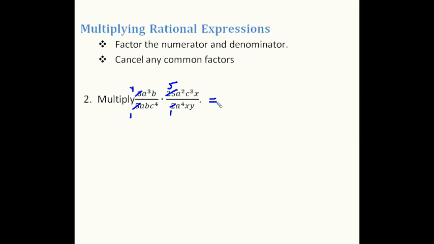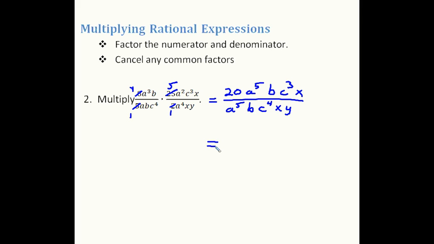I'm going to go ahead and work with this a little bit. This is a 4 times 5 in the numerator, so we have 20. And then I'm going to combine my like variables here. We'll have an a to the 5th, a b, and c cubed, x. In the denominator, our 1 times 1 is just 1, so we have an a to the 5th, b, c to the 4th, xy.